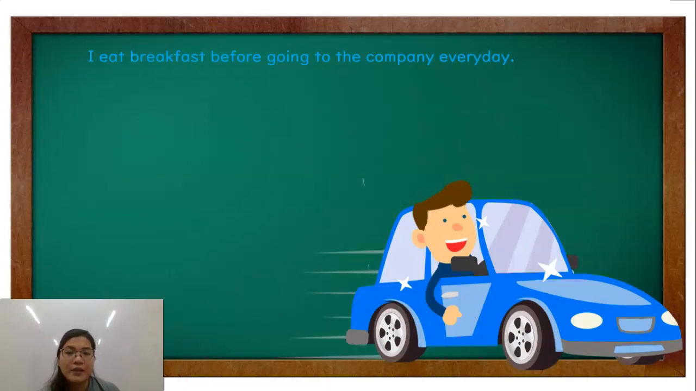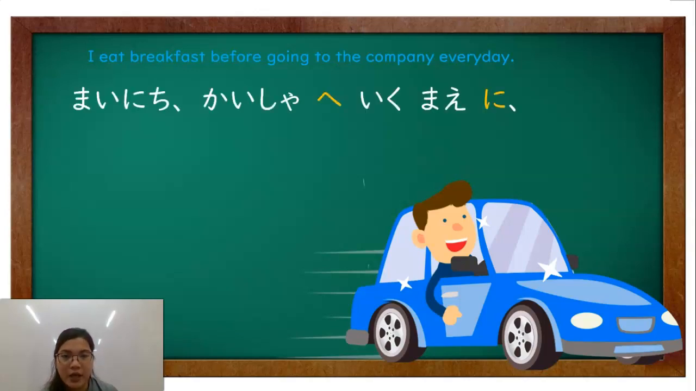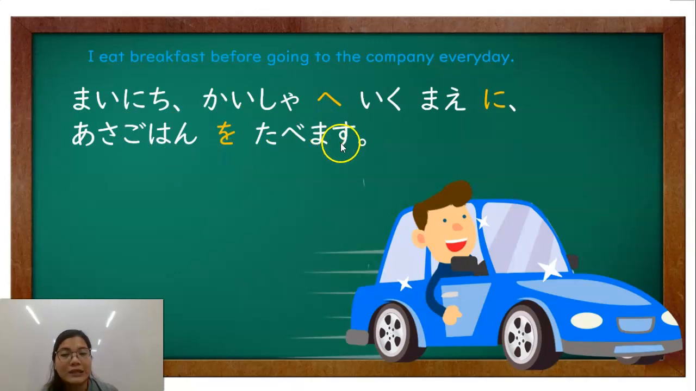I eat breakfast before going to the company every day. Every day is mainichi. Okay? So, mainichi, kaisha e iku mae ni, before going to the company, I eat breakfast. Asa gohan o tabemasu. Again, mainichi, kaisha e iku mae ni, asa gohan o tabemasu.